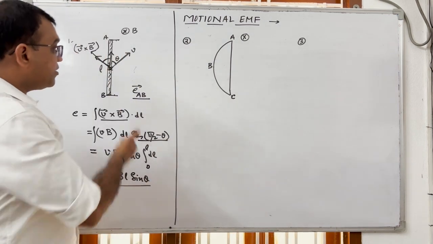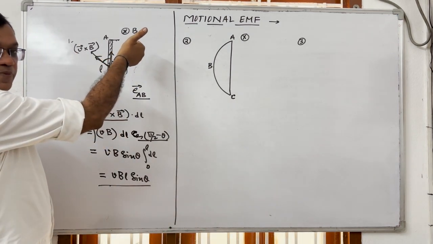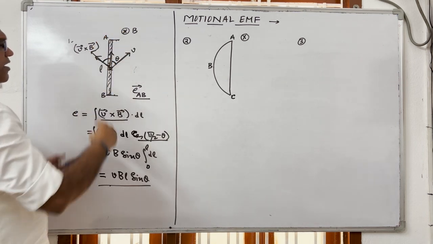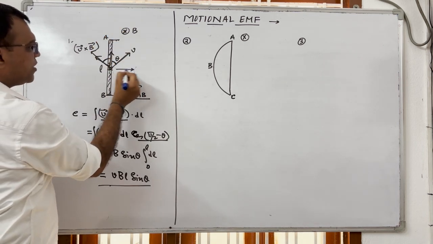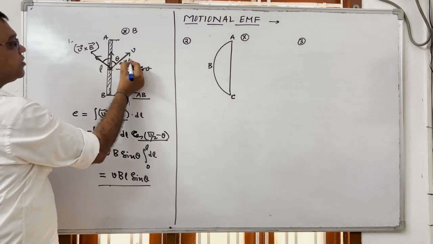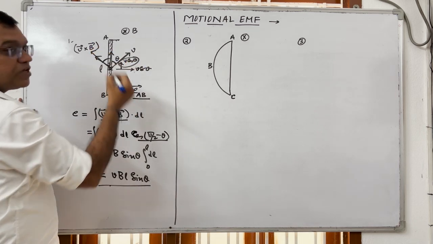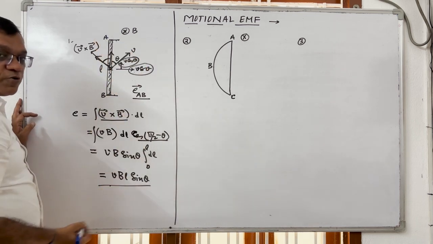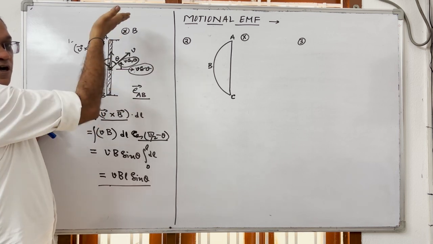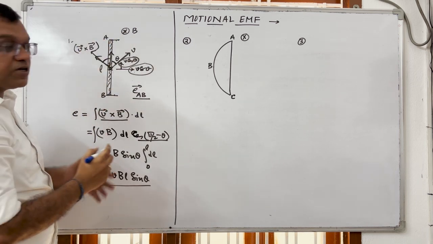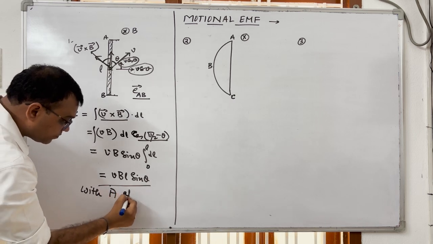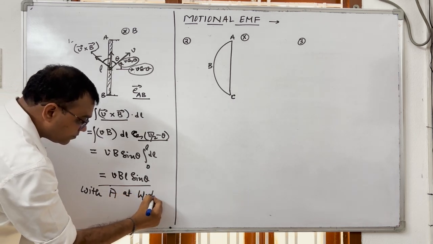And what about the polarity? Velocity this way, magnetic field this way. You can also do it this way: resolve the velocity in these two directions, V sin theta and V cos theta. Due to one component, no EMF is developed. Due to the other component only, EMF is developed. So with velocity and magnetic field like this, the force is upward, so point A will be at higher potential.